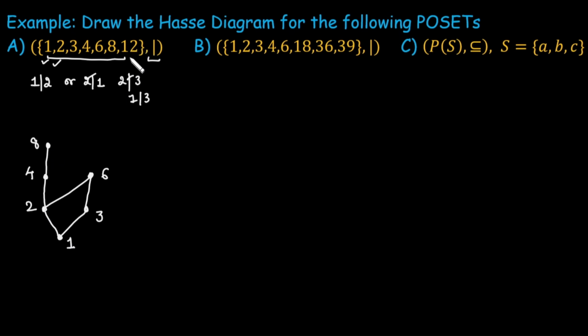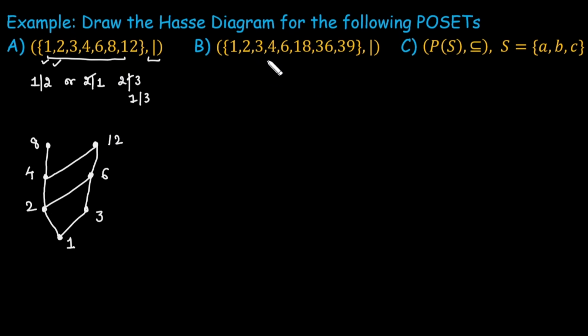What about the 12? Now whether 8 divides 12? No. 4 divides 12? Yes. It means the level of 12 is greater than to the 4 level. Now check whether 6 divides 12? Yes. Do we need to join 2 and 12? No, because there are two ways to reach at 12. Even there is no need to join 3 and 1 with 12. This is the final Hasse diagram for the case 1.